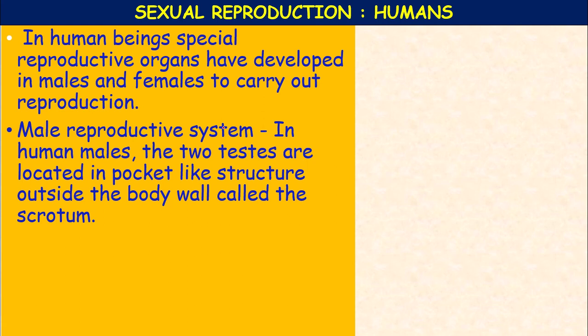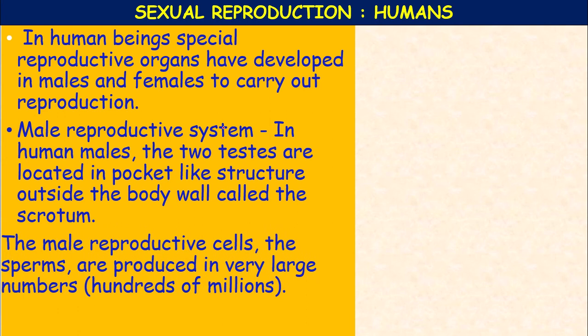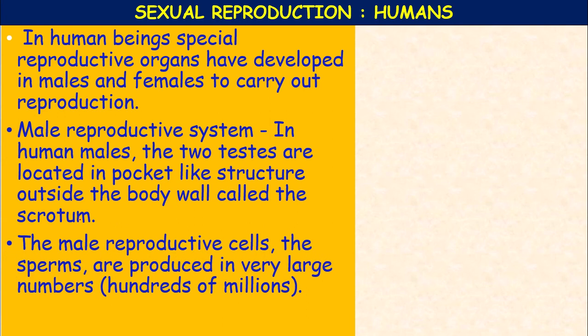These are the male accessory glands. What are those accessories? Seminal glands, a prostate gland, and a bulbourethral gland. Okay, the glandular secretion along with the sperms is called semen. Okay, the male reproductive system in human males consists of two testes located outside the body wall.